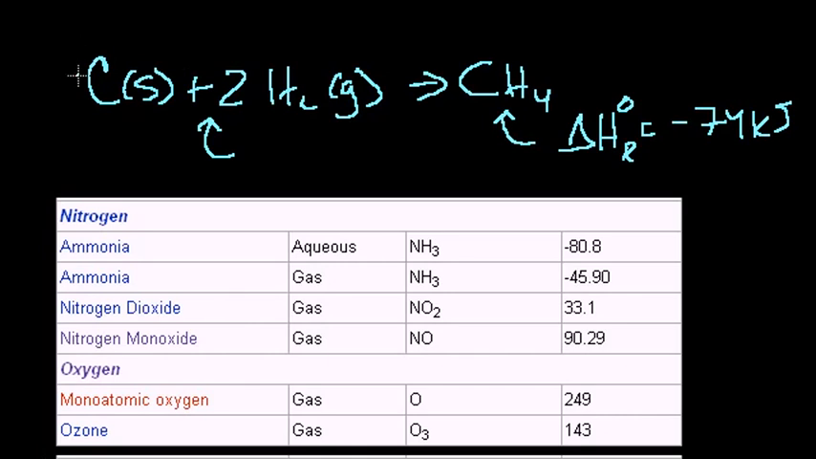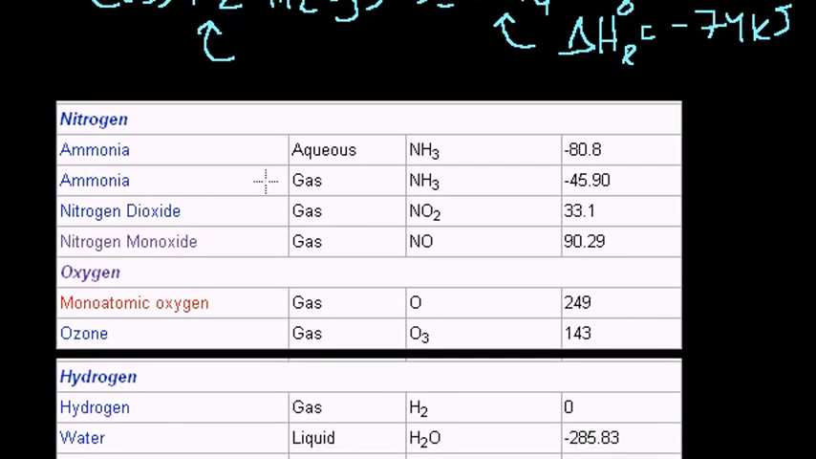And this is all given per mole. So if you have a mole of this, 2 moles of this, and to form 1 mole of methane, you're going to release 74 kilojoules of heat. So this is a stable reaction. Now there's a couple of interesting things here, and we'll keep using this table over the next few videos.